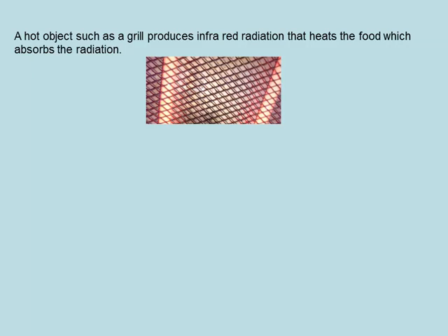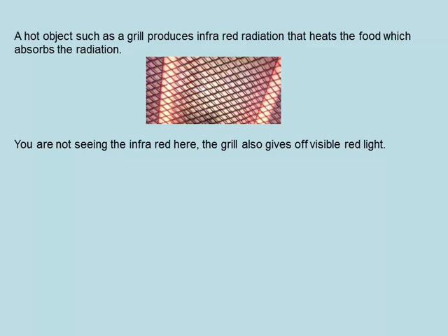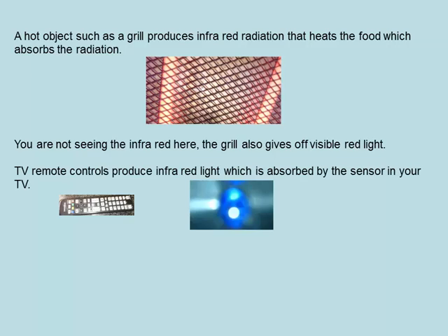A hot object, such as a grill, produces infrared radiation that heats the food, which absorbs that radiation. You're not seeing the infrared here. The grill also gives off a small amount of visible red light.